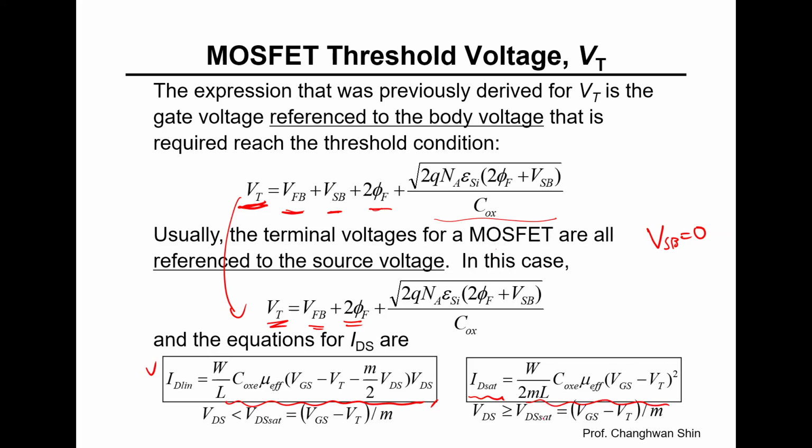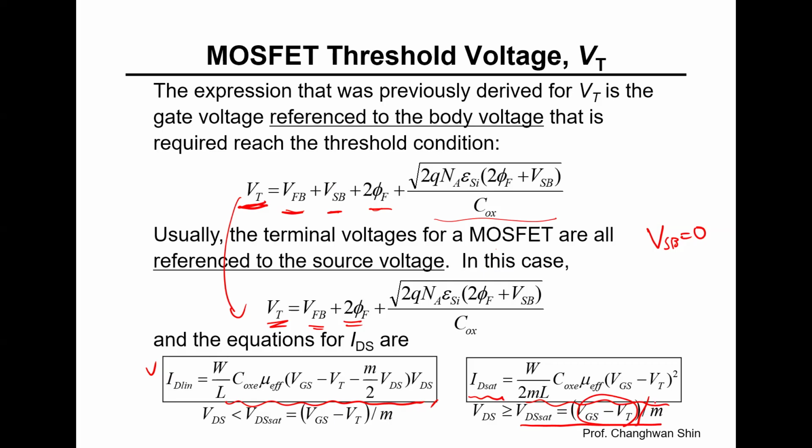And denote that VDsat is equal to the overdrive voltage over the m factor. So this formulation aligns better with how we think about circuits, where the source often serves as the local reference point.